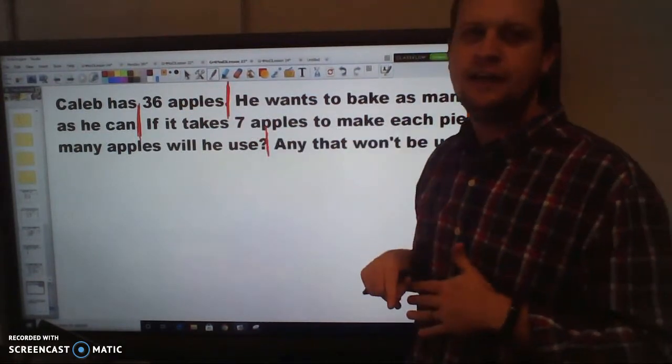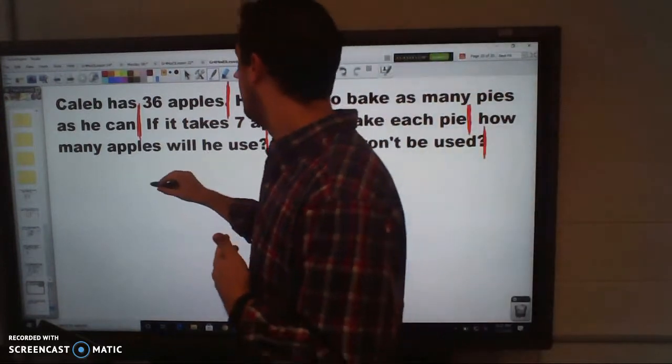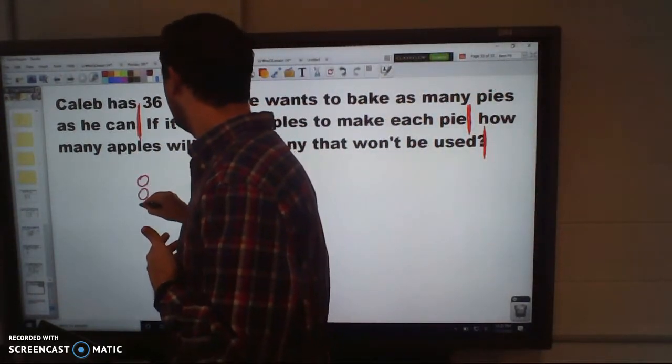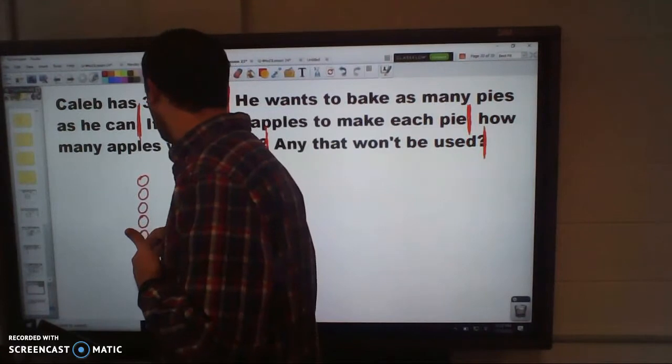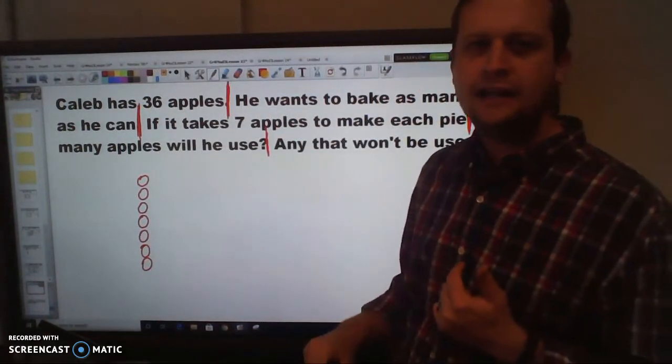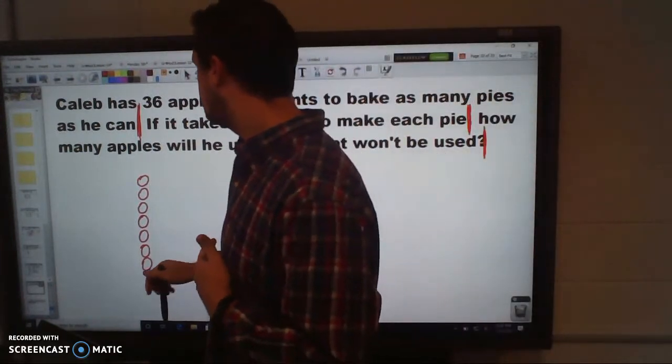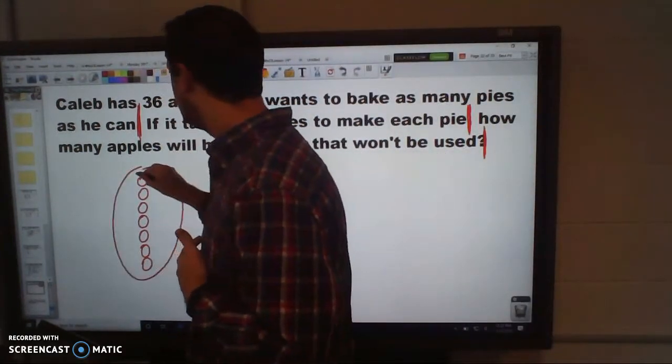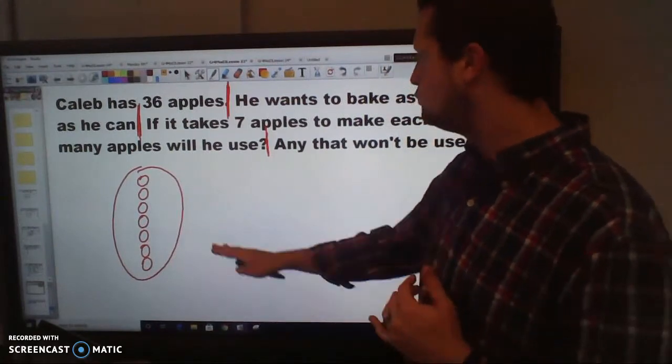has 7 apples. Okay, so 1, 2, 3, 4, 5, 6, 7. So there's a pie. I'm going to circle it. I'm going to make it a little bit bigger, more round like a pie. Okay, so there's 1 pie.